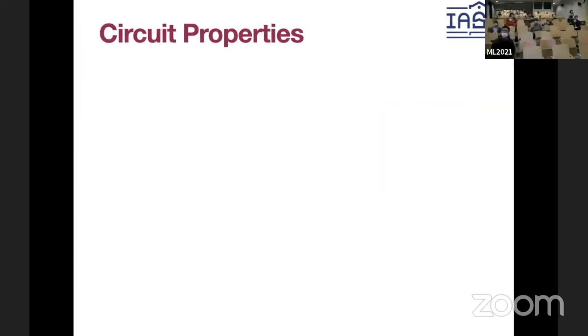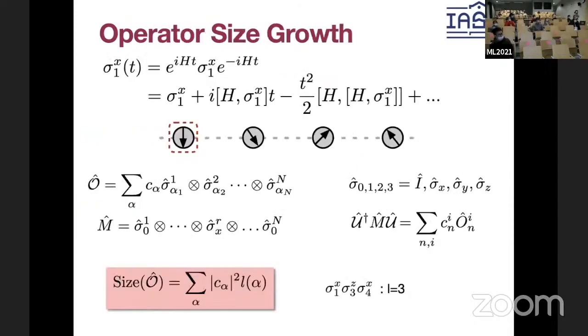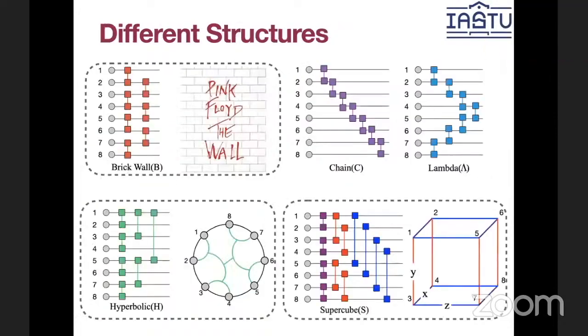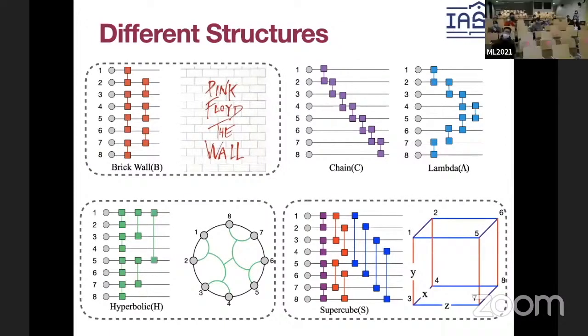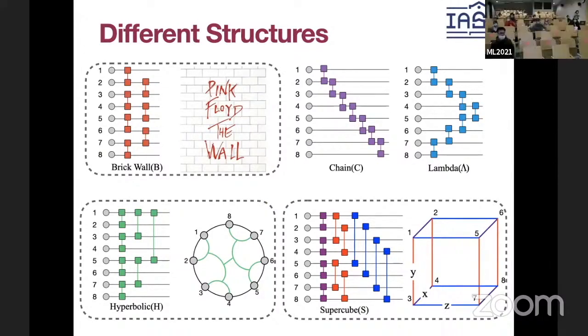Okay, great. So maybe we can take one last question. Okay. Can you go back to the slides where you show these different structures? This one? Yes. So it seems like for the supercube, you have more gates. Did you ensure that you have the same number of gates for each architecture? Because otherwise, I think it's not a fair comparison.